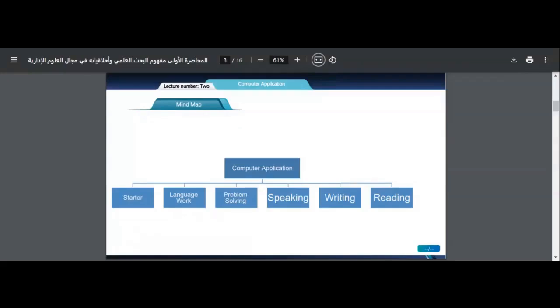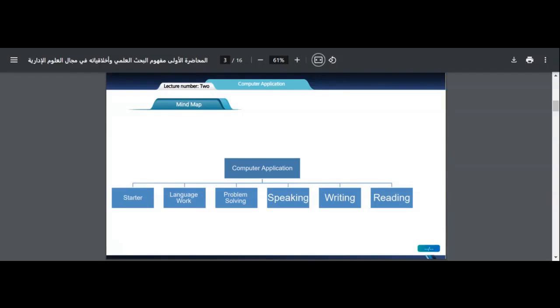Then you need to write a list. Then next, you have to write a paragraph about computer applications. The last part is reading, thinking, and reflecting about computer applications.